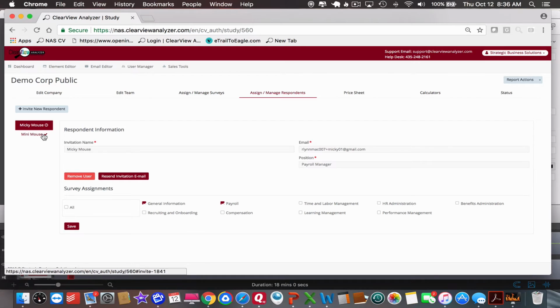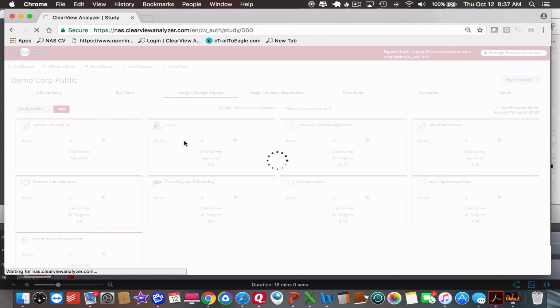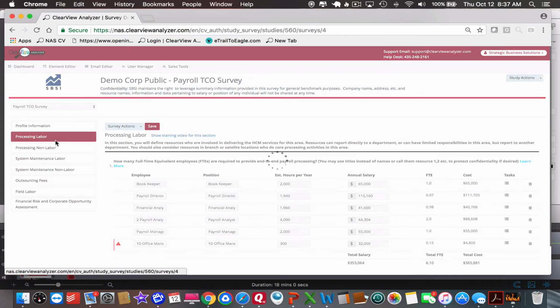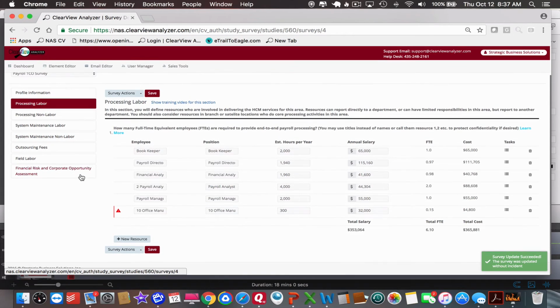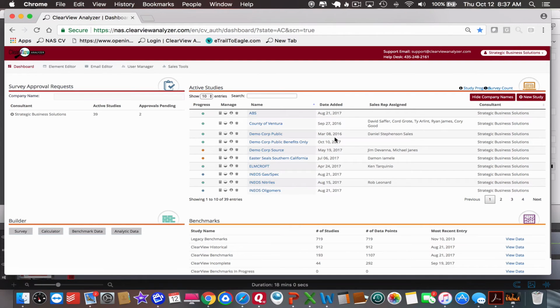You can look over here and see if they've activated their accounts or not. The check mark indicates activated. Clock tells me they're still working on getting that account, but you can look at the surveys at any given time and see the number of resources that have been added in. You can open those surveys and look at them and see the data that's coming in from the prospect in real time. So it kind of gives you the ability to monitor and understand what's happening there.